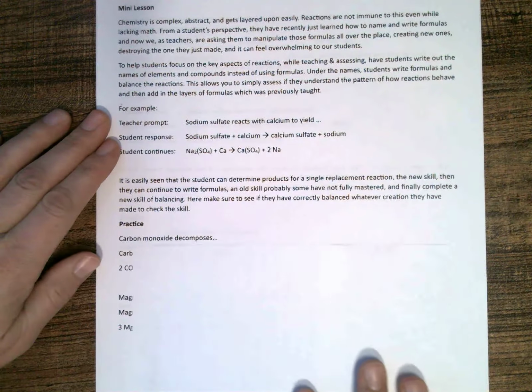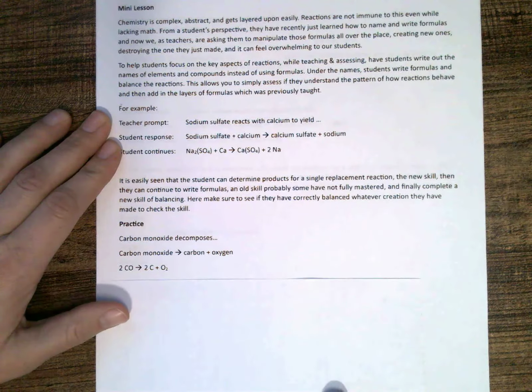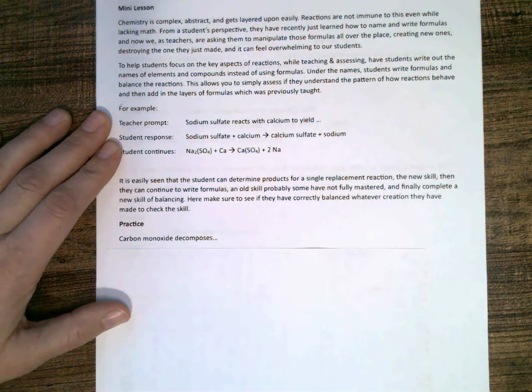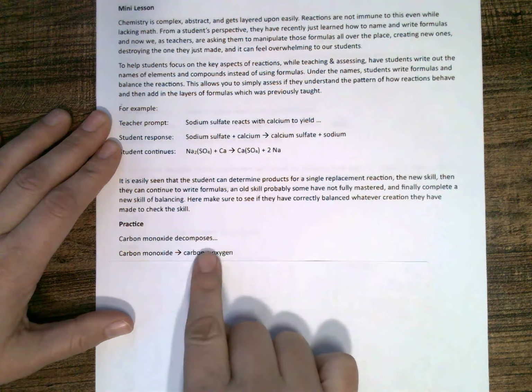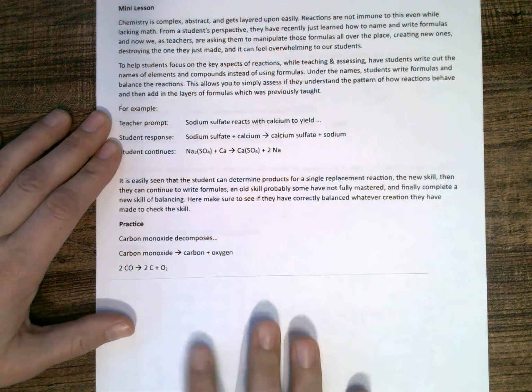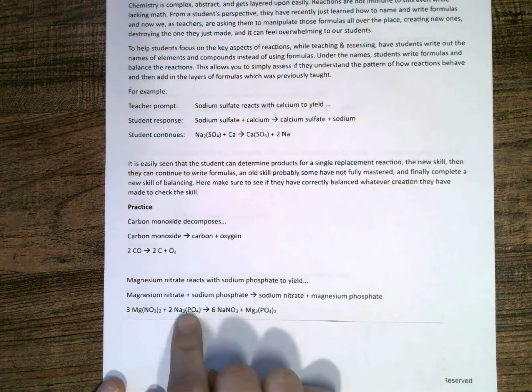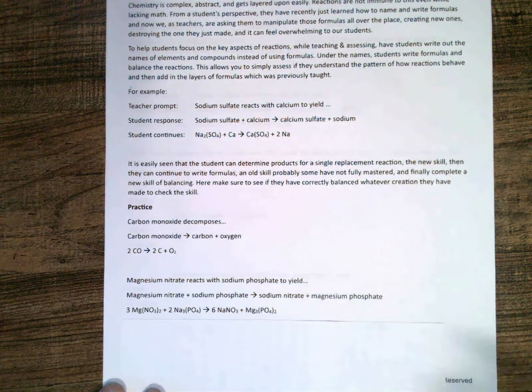So my practice pages would look something like this. Carbon monoxide decomposes, and then ask them to write out the reaction in words, and then from there, go ahead and do formulas. So again, something larger, magnesium nitrate reacts with sodium phosphate to yield, and then words, and then I would have them write formulas. So this is how I start. Obviously, as we get going, then I start to just give them formulas, and then my key there is, okay, if you're given formulas and you're still shaky with this, write their names above it, and then write the names of your products and go for it from there.